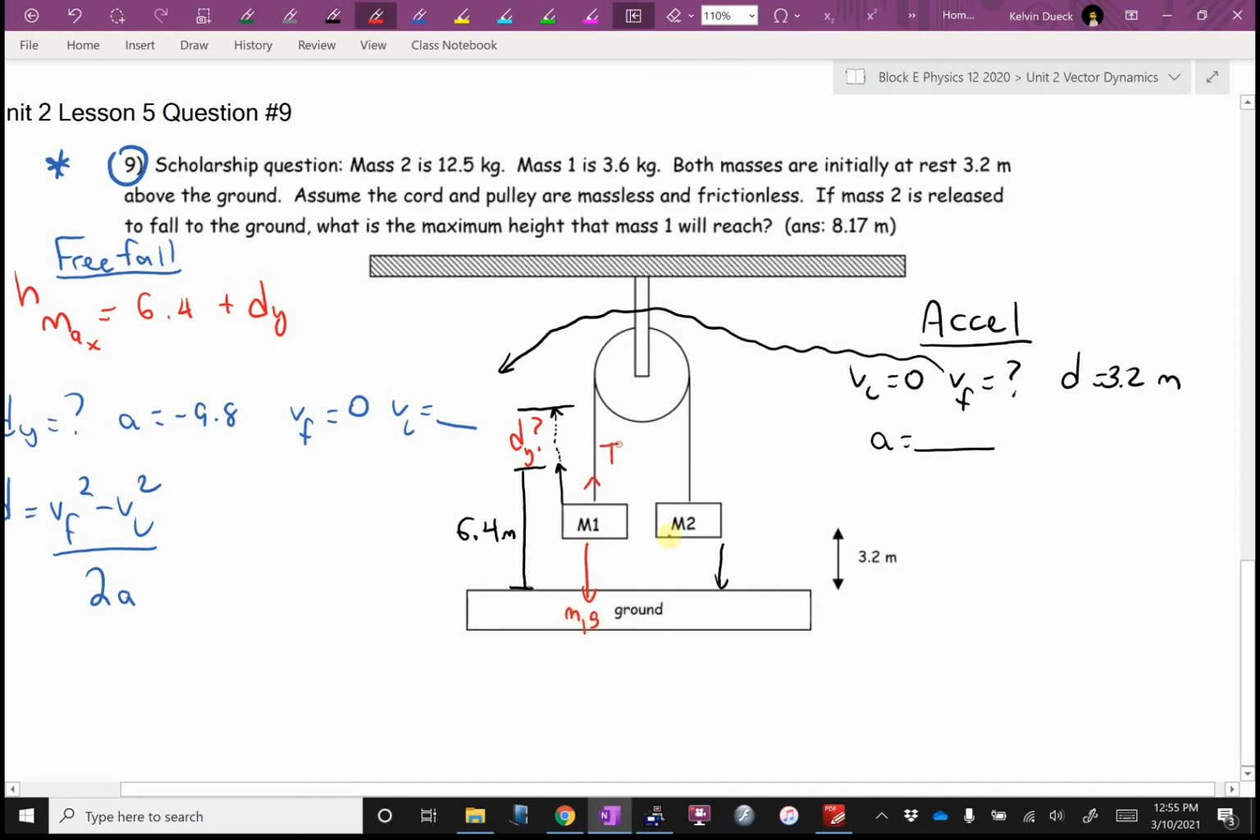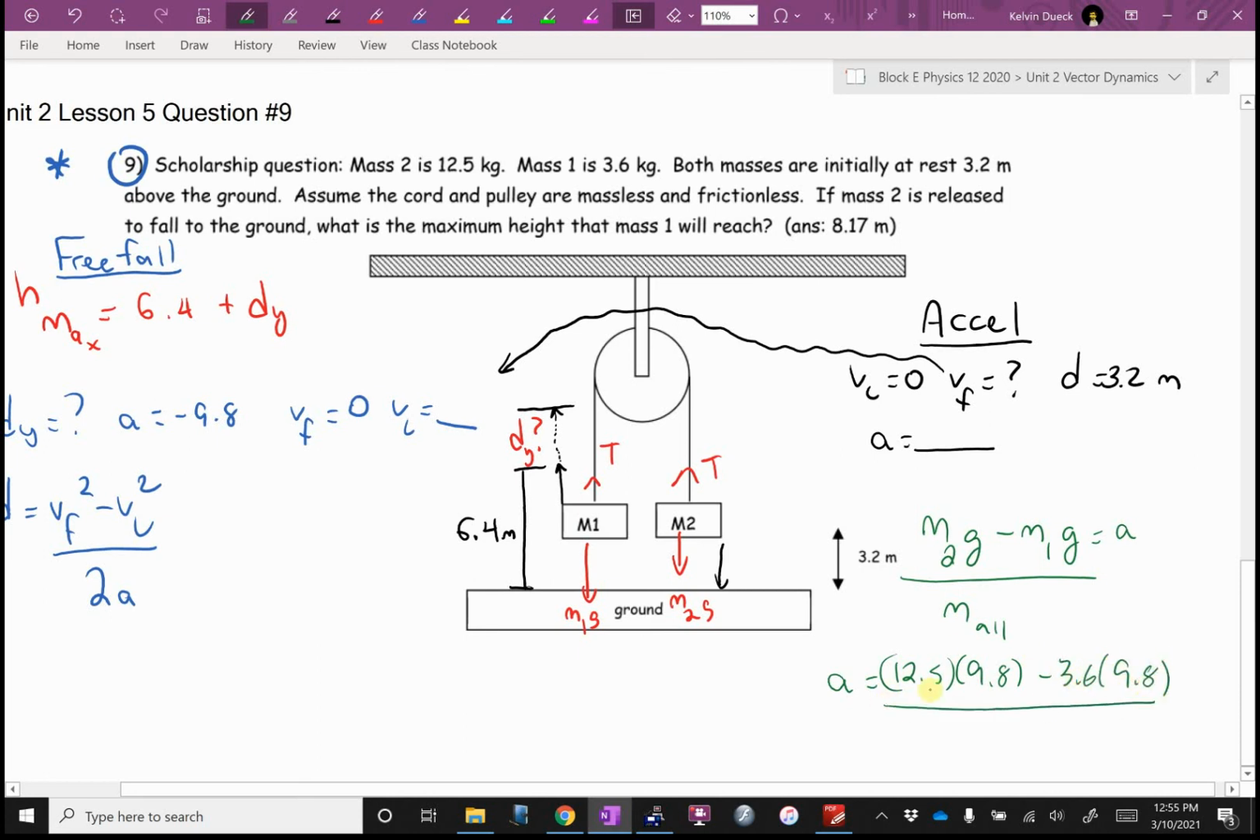m1g, tension, m2g, tension. The acceleration is going to be m2g minus tension plus tension minus m1g. That equals ma. I'll divide by m all right here. So I find that it accelerates up at 12.5 times 9.8 minus 3.6 times 9.8 all over 12.5 plus 3.6.